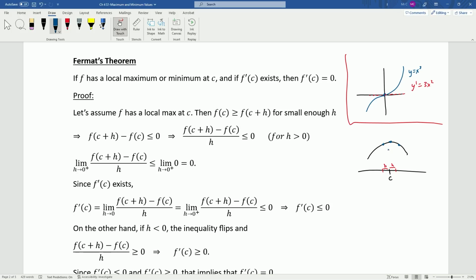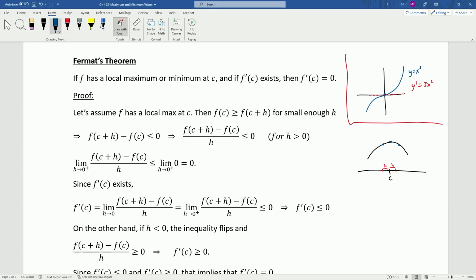So if f of c is greater than or equal to f of c plus h, then if I subtract, I get f of c plus h minus f of c is less than or equal to 0. Now if we assume that h is positive, then we'd be dividing by a positive number, so we've got a negative or 0 divided by a positive number, that's still less than or equal to 0. So now if we take the limit as h approaches 0 from the right of this, well, what do we see?